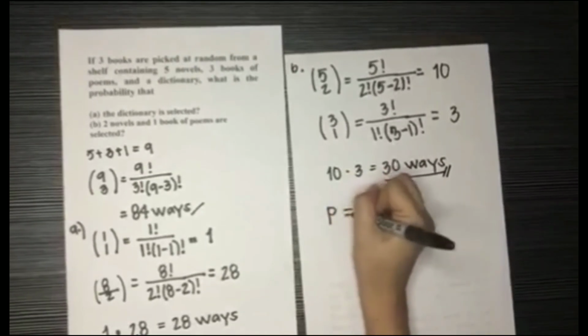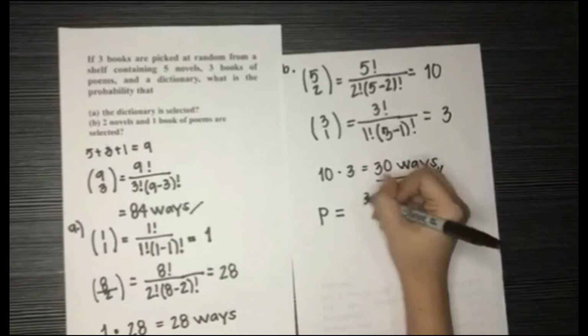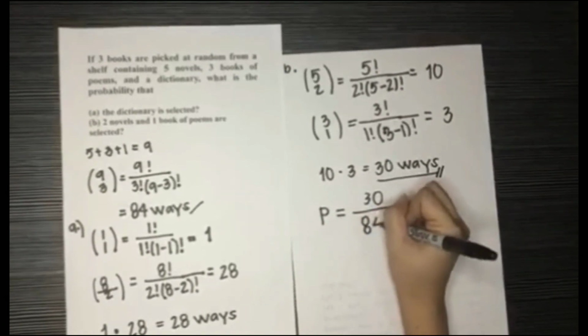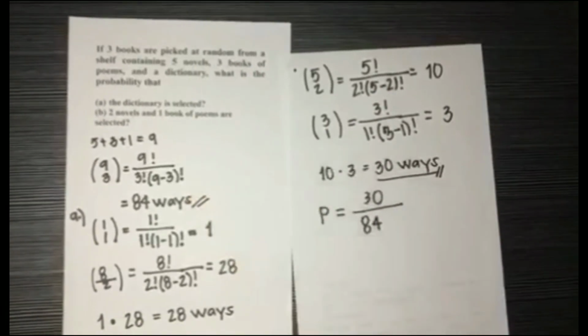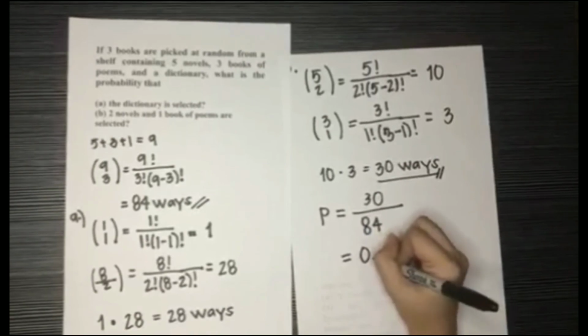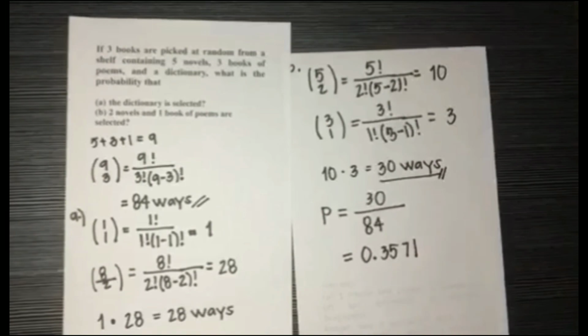Therefore, P is equal to the number of ways to choose 2 novels and 1 book of poems, which is 30, over the number of ways to choose 3 out of 9 books, which is 84 ways. Therefore, we have a 0.3571 probability of choosing 2 novels and 1 book of poems.